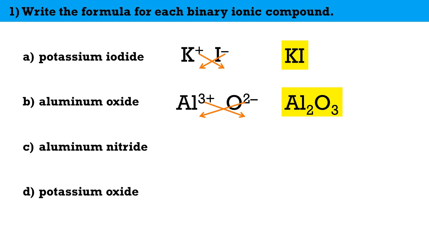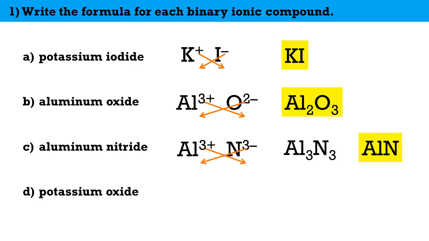Letter C, aluminum nitride. The formula of aluminum is Al3+, while the formula of nitride is N3-. By using the crisscross method, the formula will become Al3N3. Ang ratio ng subscripts ay 3:3. We should reduce this to the smallest whole number ratio. This will become 1:1. So the final chemical formula is AlN.